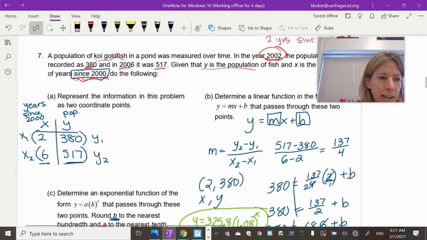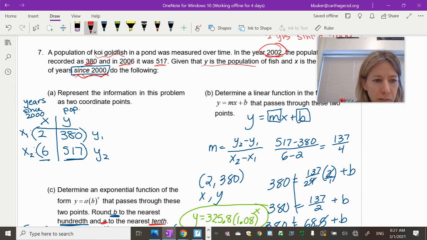And notice for part A, I set up the table, so you're going to want to pause the video and copy this. Okay, the x value is years since 2000, and the y value is the population. So it's nice to kind of label your x and y values so you can understand what they are. So basically, they're giving me 2 coordinates. Okay, I have x1, y1, and x2, y2. And you'll see in the next part why I labeled them x1, y1, and x2, y2.